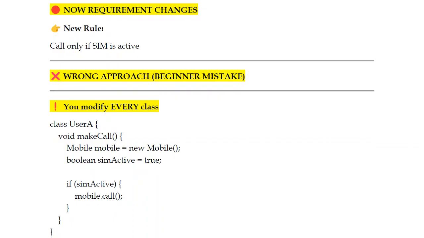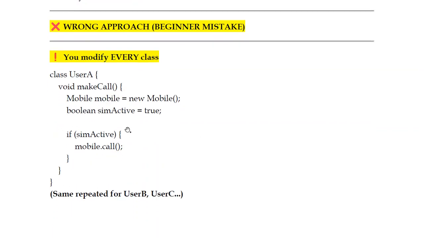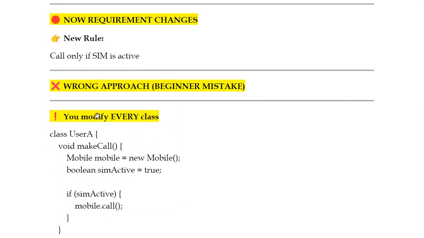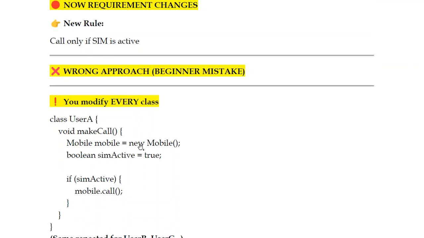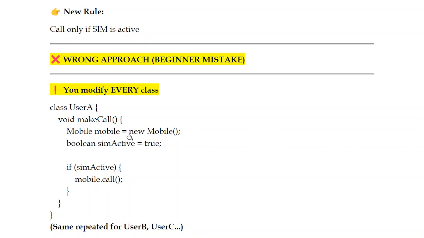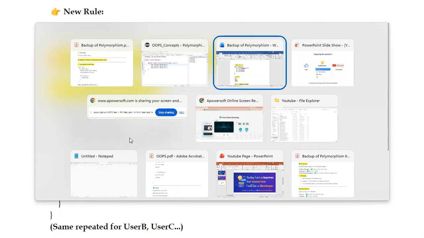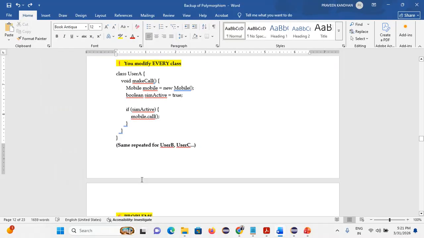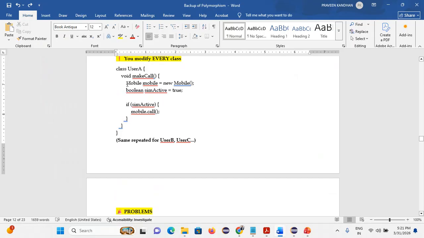Okay, back to the topic. The new rule is: call only if sim is active. So what will we do? Modify the existing code. The task is call only if sim is active, so we should not directly call this call method hereafter. Instead you set the condition: sim is active equal to true only, then mobile dot call should be connected. So for that purpose, I'm changing the code like this.